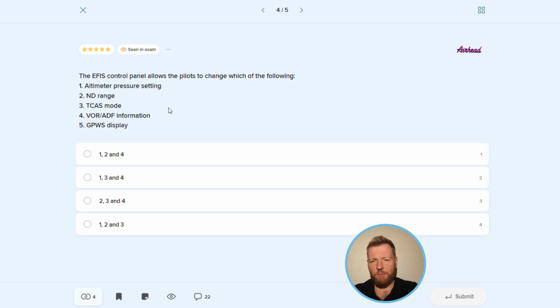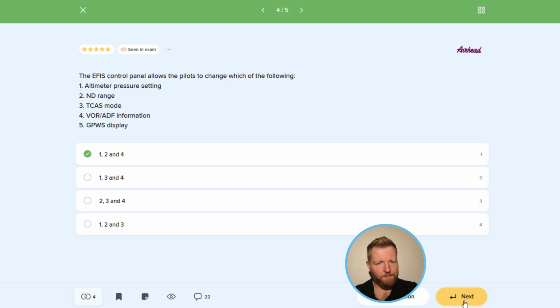So the correct answer will be answer number 1, altimeter pressure setting, ND range, and VOR ADF information. And answer number 1 is correct.